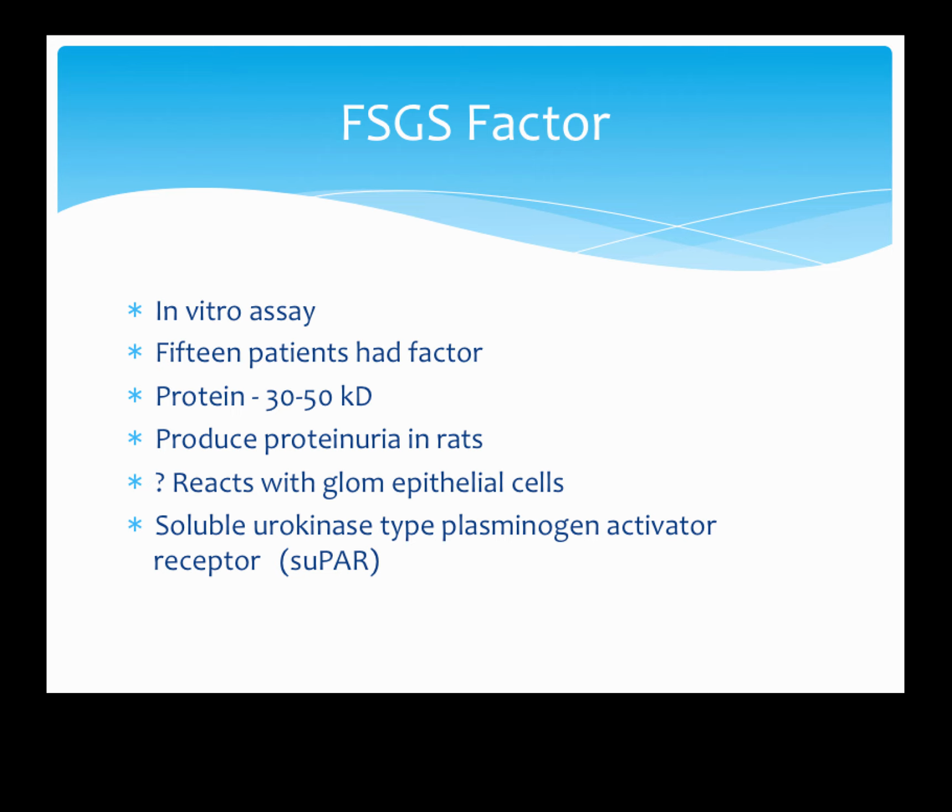Patients with this particular factor in their serum who get a kidney transplant will have extremely rapid development of nephrotic syndrome, and presumably this focal segmental glomerulosclerotic factor is reacting in some way with the podocytes of the glomerulus, giving rise to the nephrotic syndrome. In recent years, it has been suggested that a substance called soluble urokinase type plasminogen activator receptor, or SUPAR, is the cause of the nephrotic syndrome. However, other studies have not confirmed this, and so this is still a debatable topic.